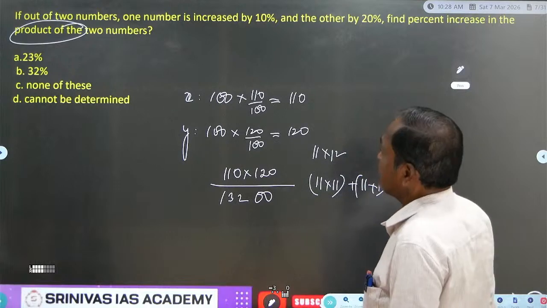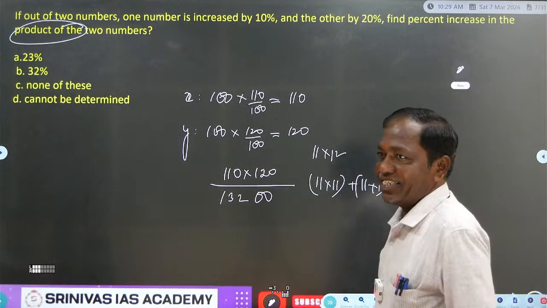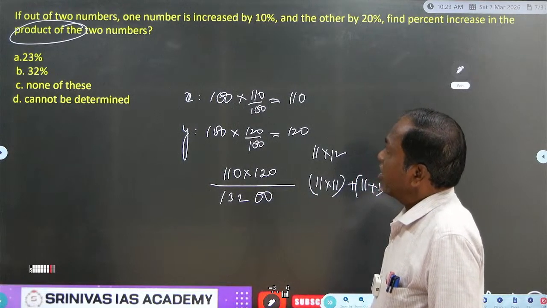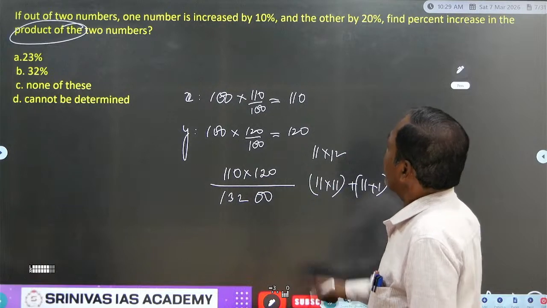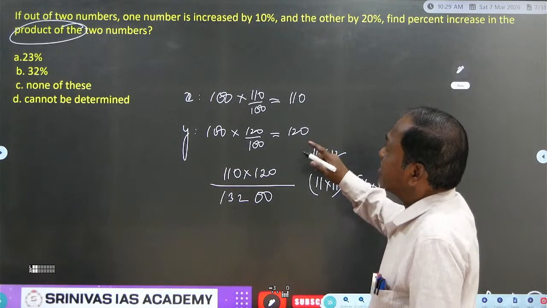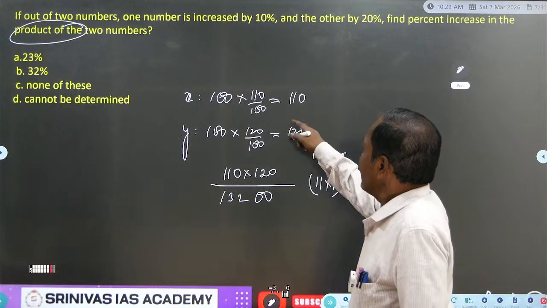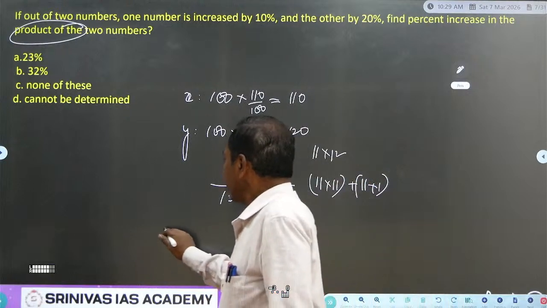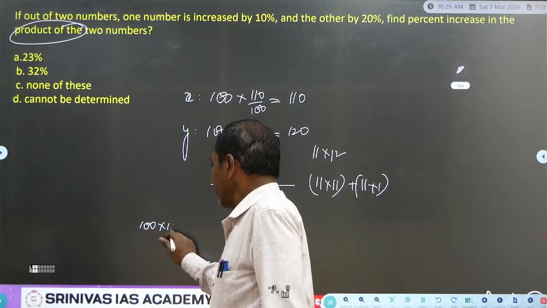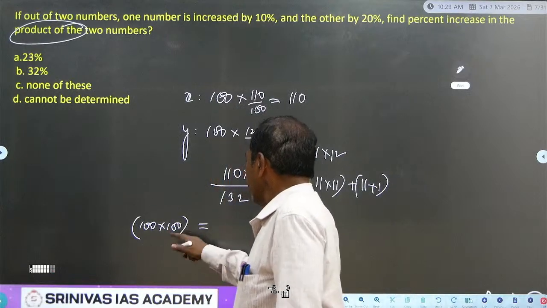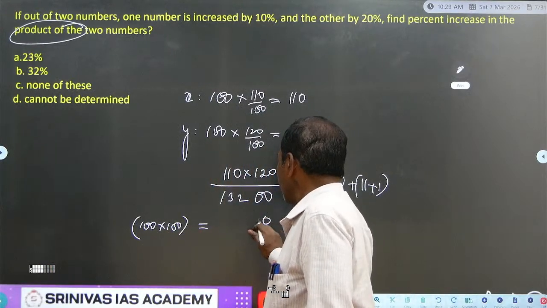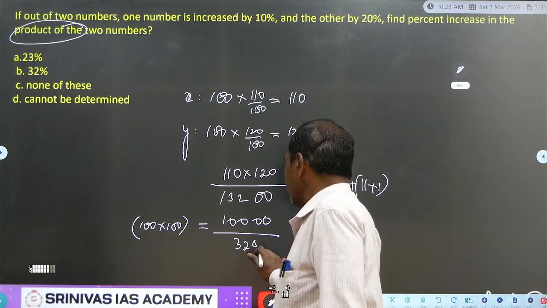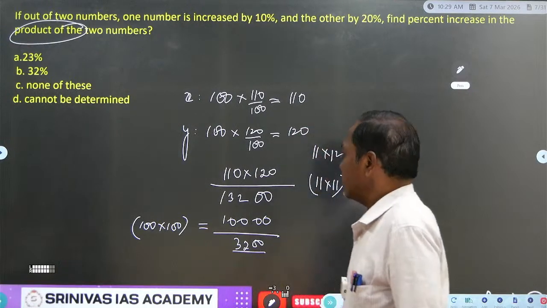What is the percentage increase in the product of the two numbers? We have taken 100 as a virtual number. 100 into 100 is 10,000, four zeros. So the original product is 10,000, and what is the net increase? 13,200 minus 10,000 is 3,200.